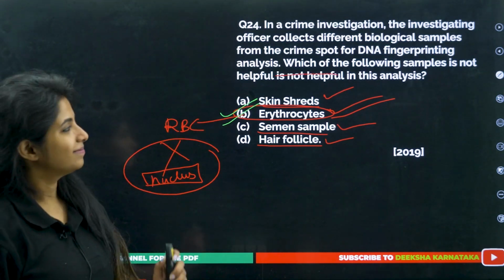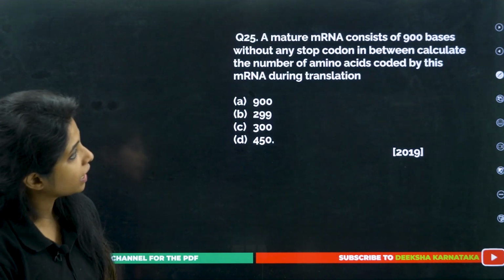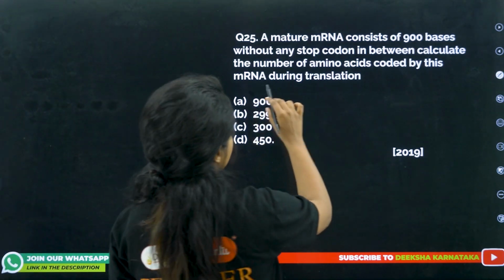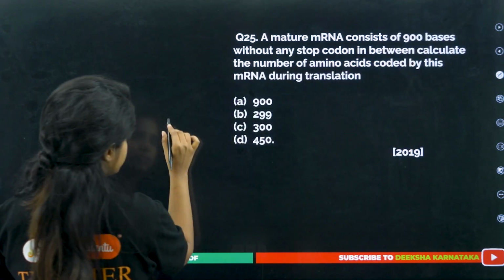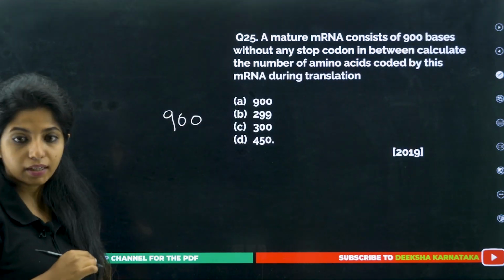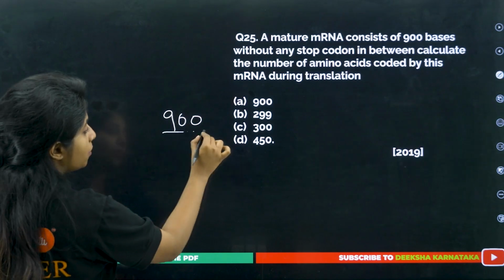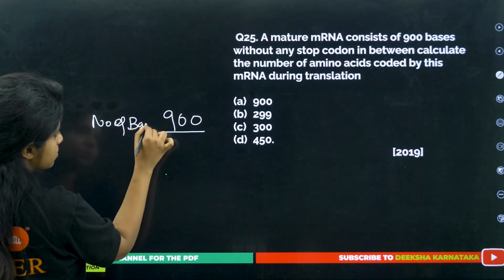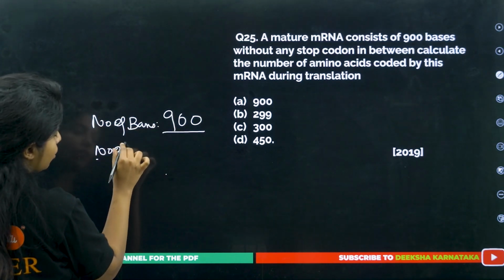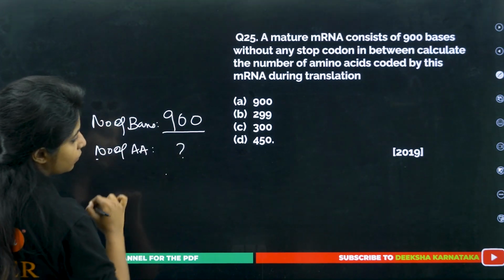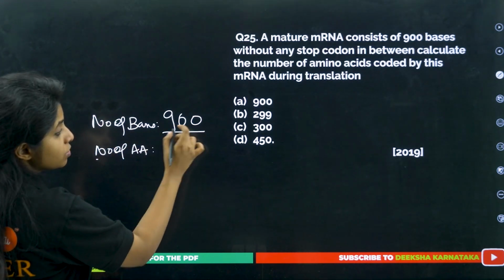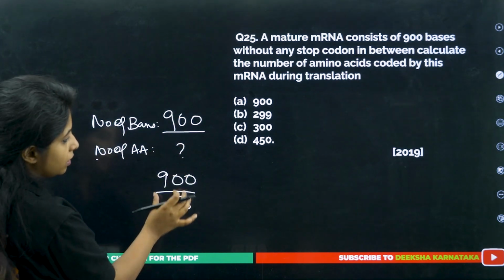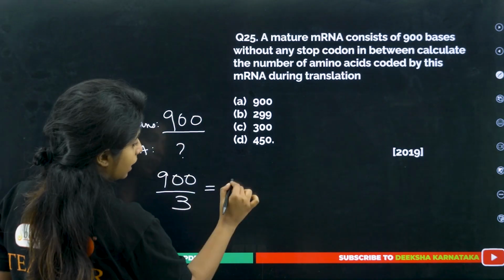Next question. A mature mRNA consists of 900 bases without any stop codon in between. Calculate the number of amino acids coded by the mRNA during translation. So 900 bases are there, my dear children, and you have to find the number of amino acids. The number of bases is 900. You know bases come in triplets, so 900 divided by 3, they will be coming in 3-3 format. If I do that, I get 300.